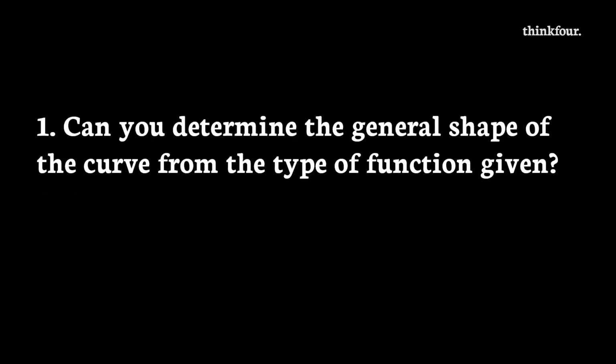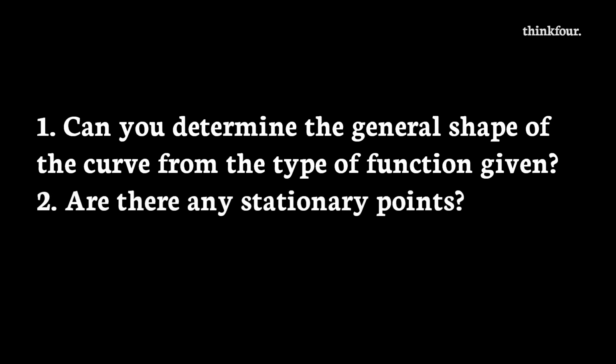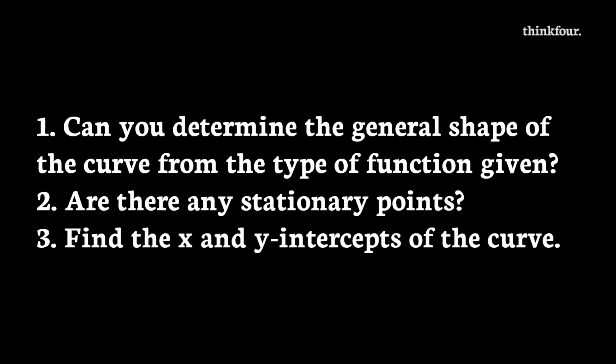It's a good idea to have a checklist when you're sketching. 1. Can you determine the general shape of the curve from the type of function given? 2. Are there any stationary points? You can find them and determine their nature. Another important clue can be used here. If there's a repeated root, then there is a stationary point at that repeated root, just touching the x-axis. 3. Find the x and y-intercepts of the curve.